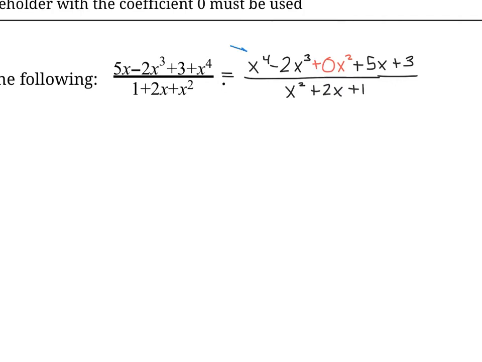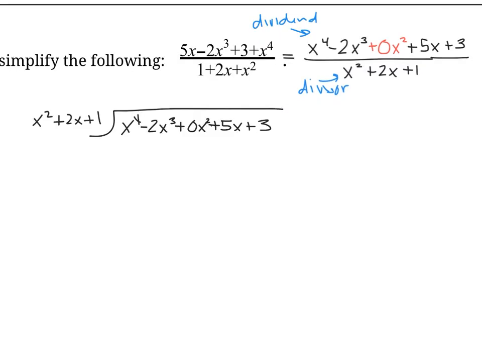We know that this guy up here is our dividend, and we know that this guy down here is our divisor. So let's check if x squared plus 2x plus 1 is a factor of this guy up here. And if it is a factor, it will have a remainder of 0. So now that we have everything set up, we're going to start dividing. So even though we're not dividing in a linear term anymore, we've got a degree 2 expression. We're going to do it the same way.